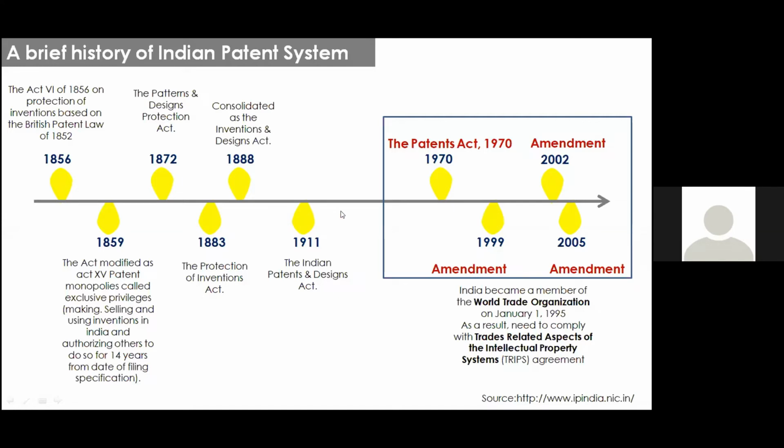In 1958, the Justice Rajagopal Ayyangar Committee was formed to upgrade the Patent Act. However, it took another 12 years before the act was finally passed, in 1970, as the Patent Act, which is enforced even now. However, in 1995, India became a member of the World Trade Organization, and as a result, it was required to comply with the Trade-Related Aspects of Intellectual Property Rights agreement, also called the TRIPS agreement.